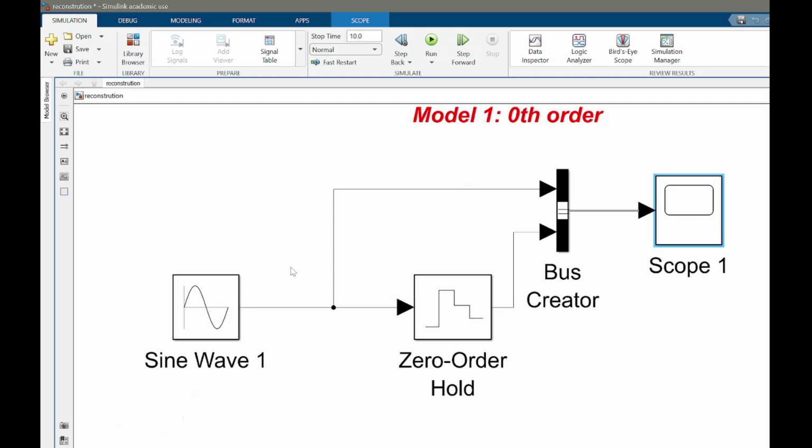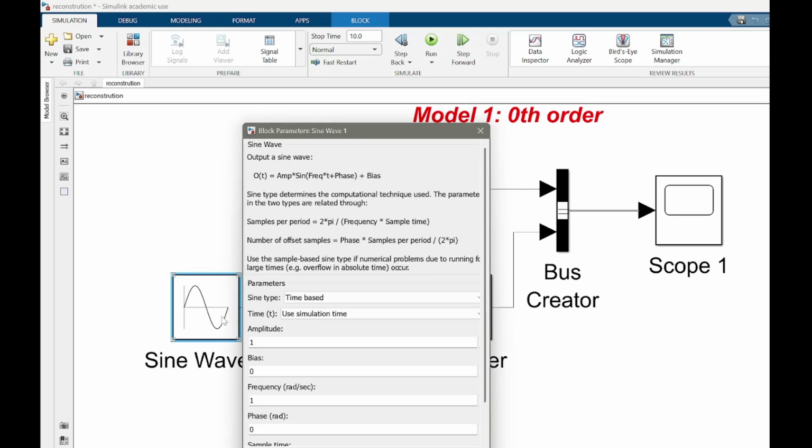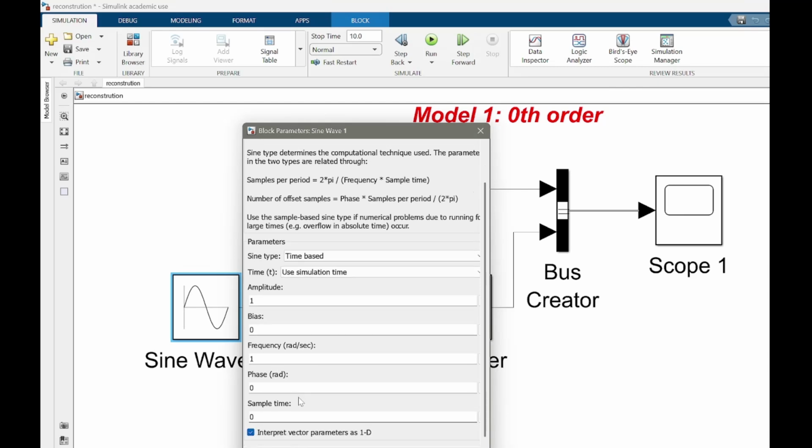This is our first Simulink model. Let me first explain the overall structure. We start with the sine wave block. This block generates the continuous sine wave, and you can think of it as an original analog signal before any digital processing takes place. Our amplitude is 1 and the frequency is 1 radian per second. This is the signal we want to reconstruct.